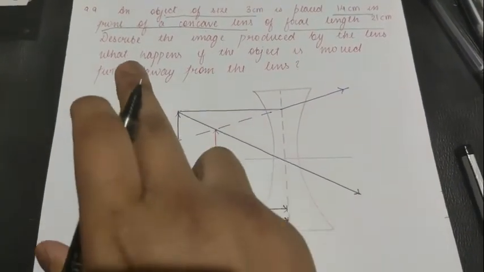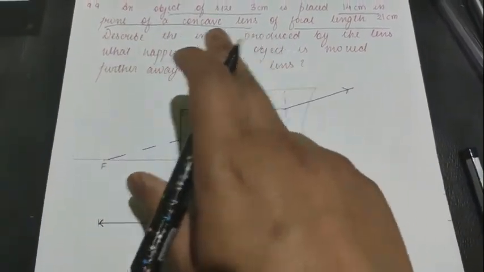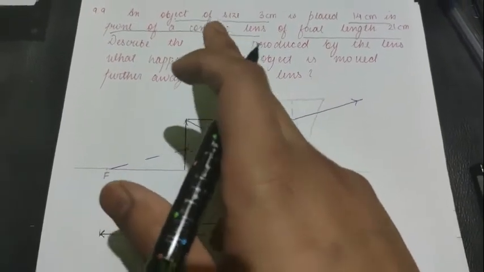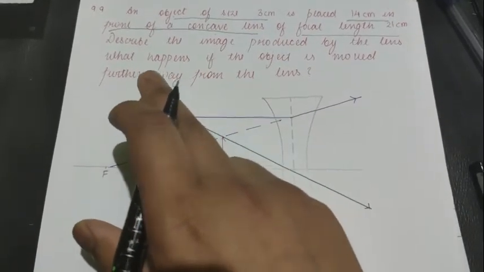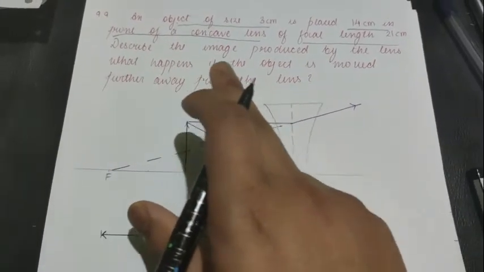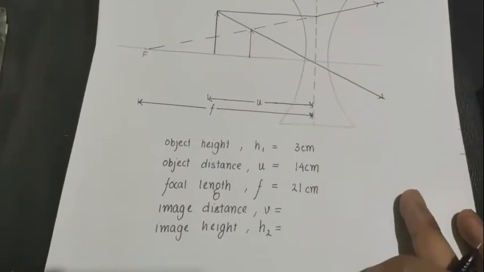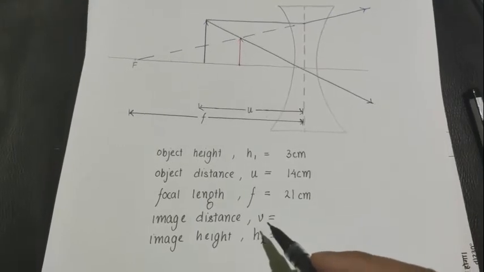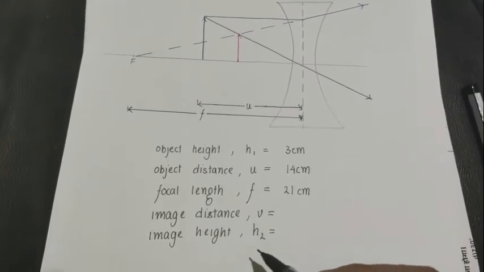Now they have asked you to describe the image produced. We will first deal with the first part of the question. We will first explain what kind of image is formed, where is it formed. After that we will go to the second part of the question. That means what happens if the object is moved further away from the lens. So in this case they have asked what is your object distance, image distance v, and your image height h2. Is it clear?